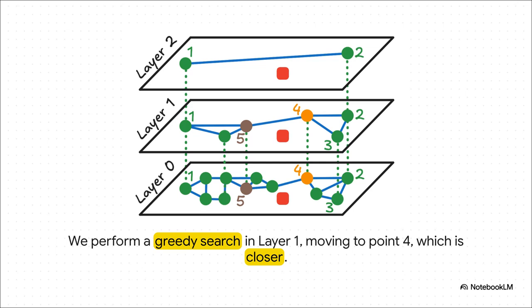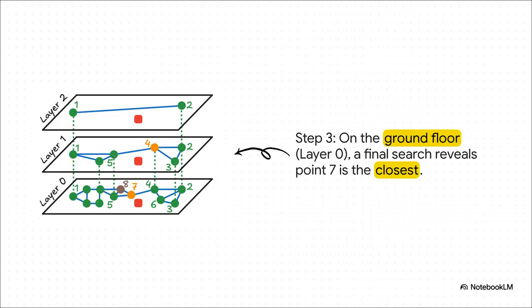We look at the neighbors of point 2 and find that, hey, point 4 is even closer to our target, so we jump there. After checking its neighbors, we realize we can't get any closer on this layer either, so it's time to go down again. And finally, we arrive at layer 0. This is the ground floor, the local streets where every single data point lives.